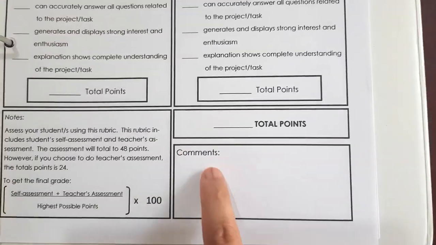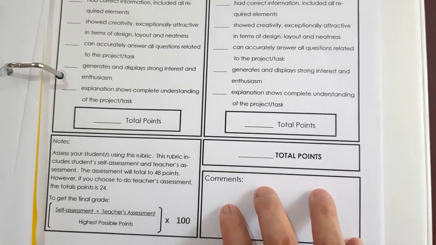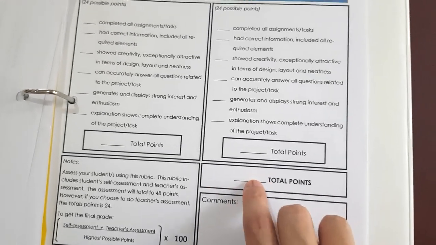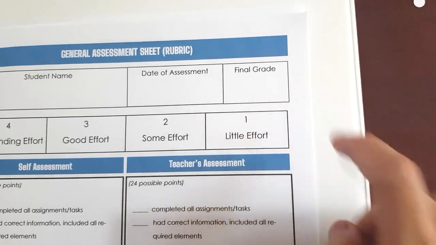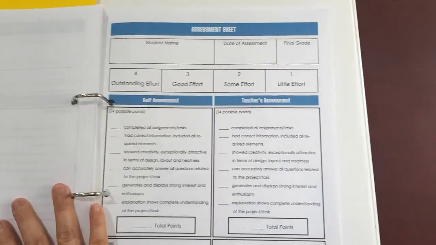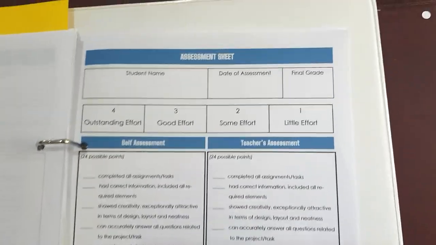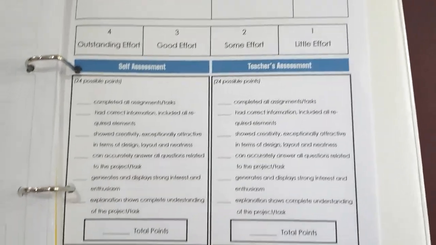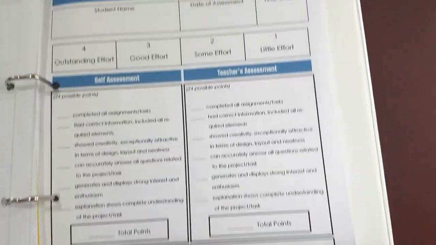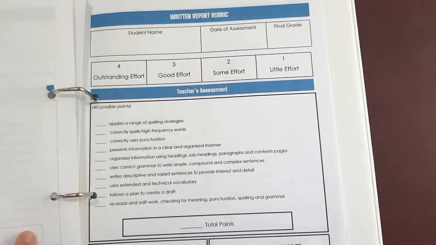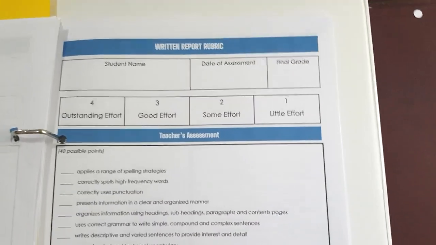Okay, tapos if you have comments, just write here your comments. Okay, and then total points, and then if na-compute mo na siya here, lagay mo naman sa final grade, yung grade niya. Okay, next, yung assessment sheet. So, it's the same, same principle, the same concept as that of the general assessment sheet. Okay? Tapos, yung written report naman na rubric.